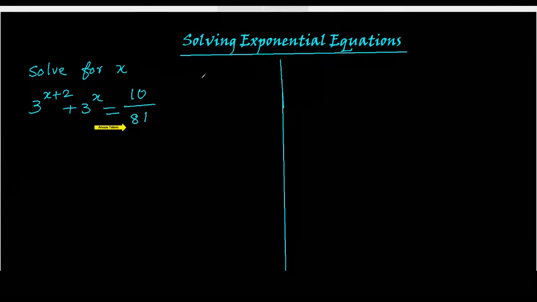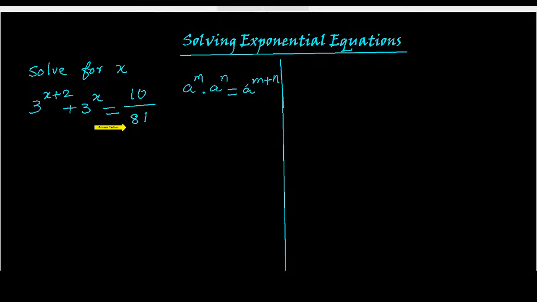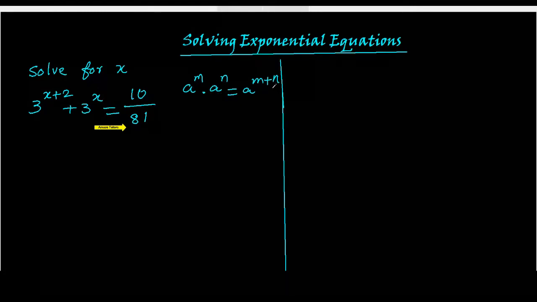Now we already know our property, the product rule: a power m times a power n equals a power m plus n. Whenever you multiply exponents with the same base, you need to add the exponents. That's it. Or I can write it the other way around also: a power m plus n can be written as a power m times a power n.